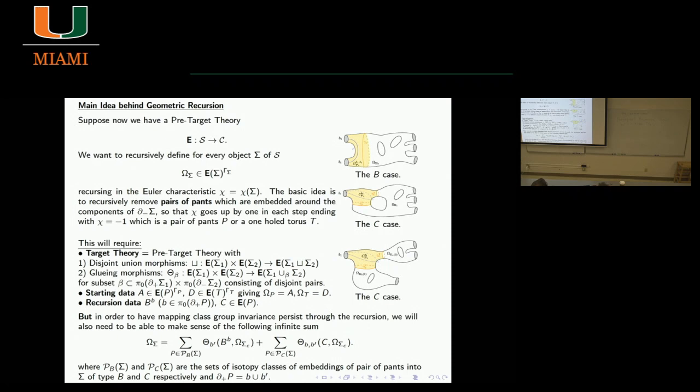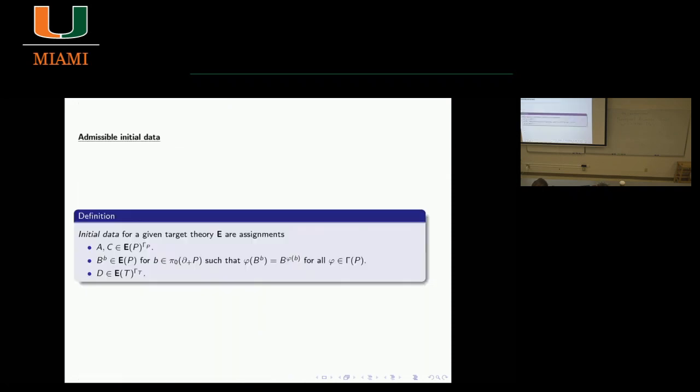Okay, very good. So indeed, as Ralph just pointed out, let me recall what the initial data is for us. It's A and C that lie in this space, the E for the pair of pants, the mapping class group invariant part. And then I have two B's, right? Two of them, but they are related in such a way that if I have a diffeo of the pair of pants that switches the two legs, then it must intertwine the two. And of course, I want mapping class group invariance, so I have to be able to switch them. Very good. And D is just an element in the one-hole torus guy, mapping class group invariant.